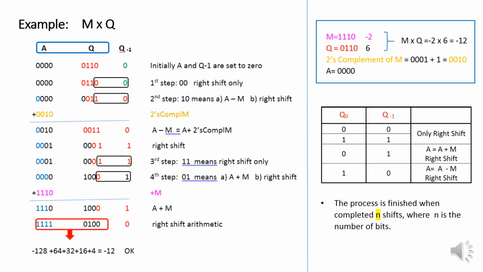So here we add the multiplicand and we obtain A plus M. And now we have yet to do the right shift. So here we perform the right shift. We perform the arithmetic right shift to maintain the sign bit. Remember that the multiplication result is given by the combination of the register bits of A and Q together.